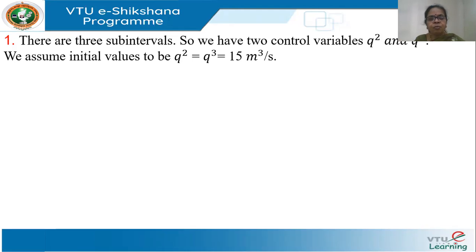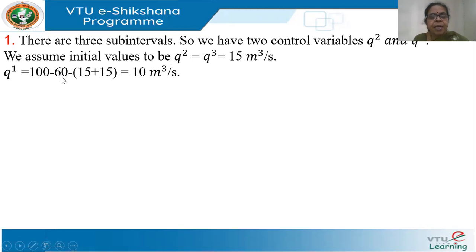So this is the first step. I have assumed Q2 and Q3. Next, I find out Q1. So Q1 is X0 minus XM, so initial storage is 100, final is 60, minus sigma QM except M equal to 1. So I get 10 meter cube per second. So now I have an initial estimate of the discharge in all the three periods.